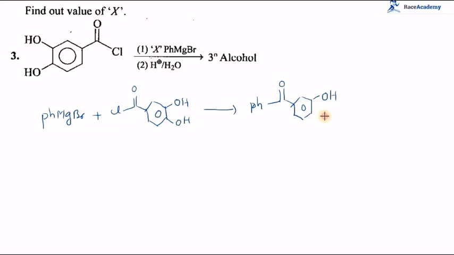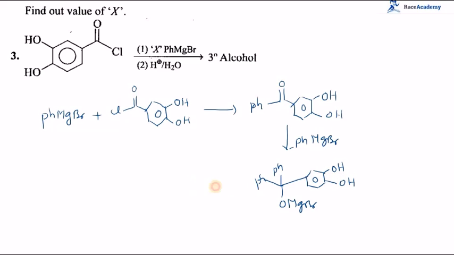this ketone will be further treated with this phenyl magnesium bromide. So again, if you treat that one with PhMgBr, this ketone will become OMgBr, whereas one phenyl group will be added extra from the second phenyl magnesium bromide. Okay, like this.